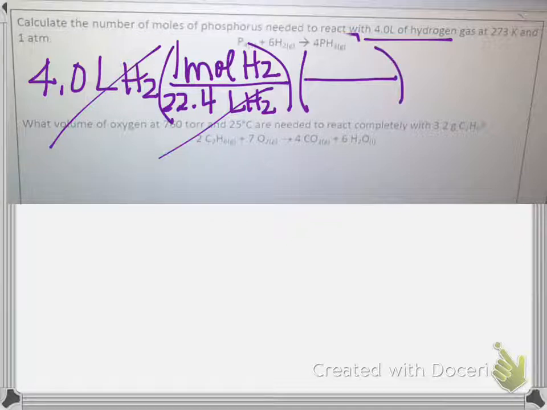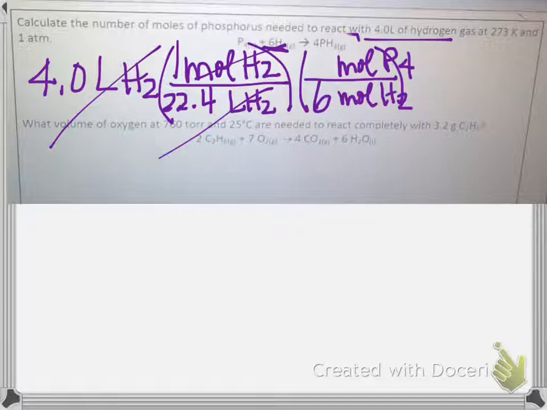Now, that was going into the mole, so I'm going to do my mole to mole now. So I've got moles of hydrogen on top, so I'm going to put my moles of hydrogen on bottom. I'm converting to moles of phosphorus, so P4 is going on top. And my conversion is, for every 6 moles in my balanced chemical equation, I'm going to erase so you can see here, for every 6 moles of hydrogen that's used, there's 1 mole of phosphorus that's used. So I've got my mole of hydrogen on top and bottom. I have calculated at STP using molar volume, I've converted from liters of hydrogen to moles of phosphorus.